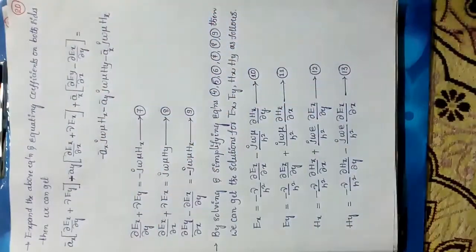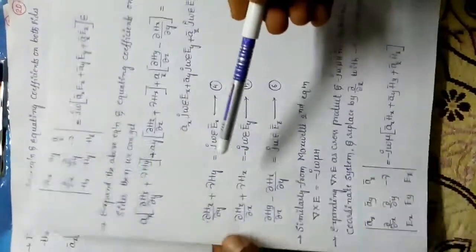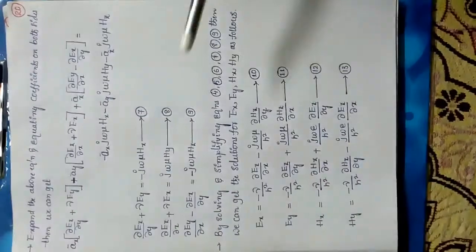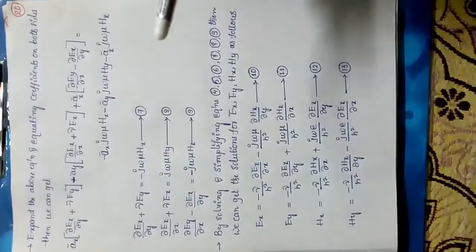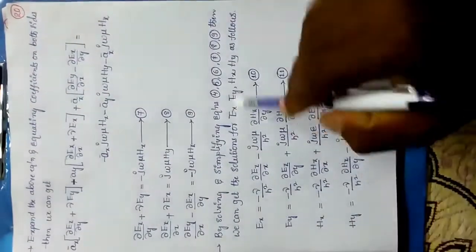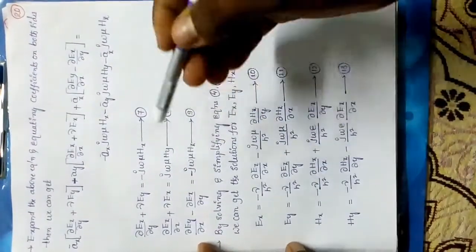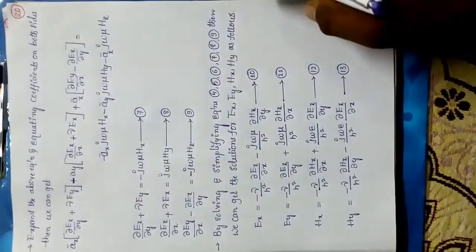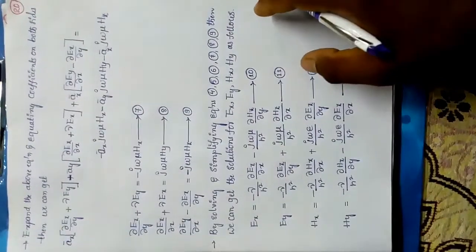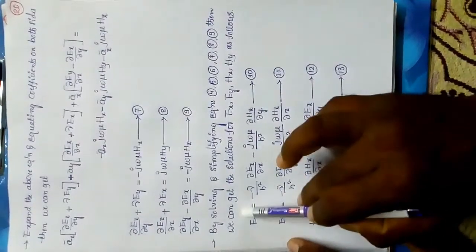Just remember this simply. So by solving and simplifying equations 4, 5, 6, and 7, 8, 9, finally we get the expressions for the fields EX, EY and HX, HY. If you have time, just do the simplification yourself. Just remember these formulas. So after simplifying equations 4, 5, 6 and 7, 8, 9, we get the EX term, the expression for the field EX.